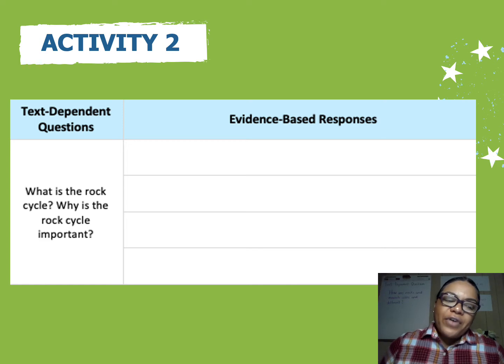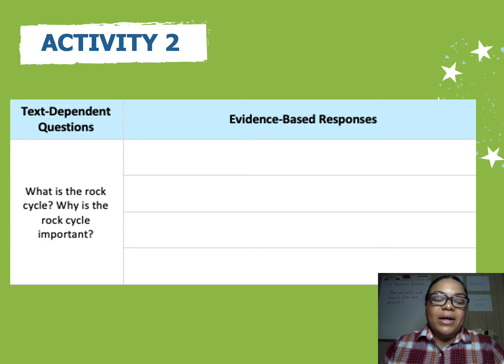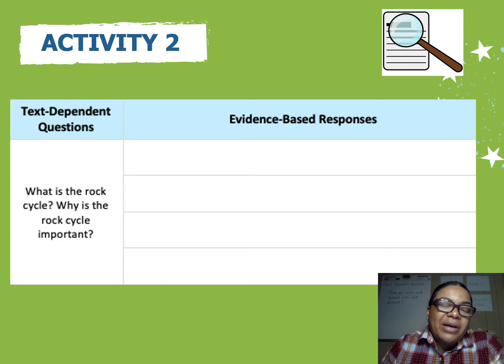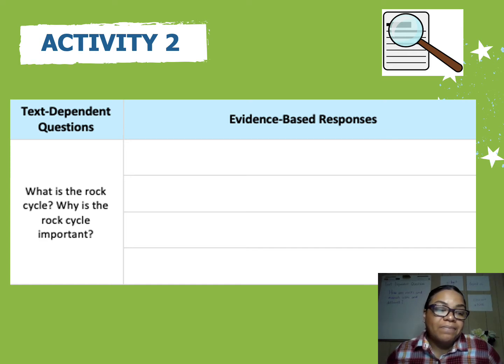Okay, so our first question is, what is the rock cycle? Why is the rock cycle important? Watch how I use the great reading strategy of going back into the text to find evidence to support my answer. This question is asking me about the big ideas of the rock cycle, which makes me think I need to go back to the beginning of the text where the author introduced the rock cycle. So I'm going to turn back to those first two pages.